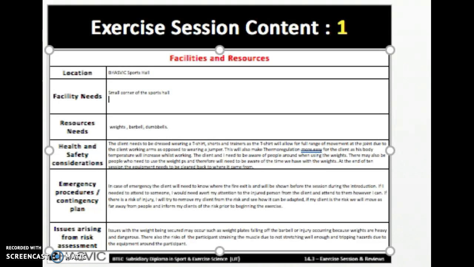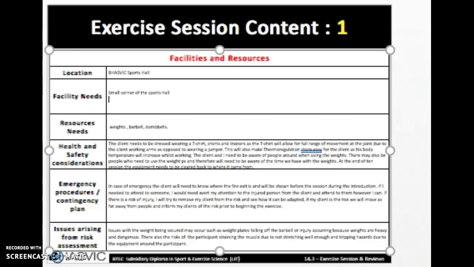Emergency procedures. In case of an emergency, the client will need to know where the fire exit is, and will be shown this before the session during the introduction. If I needed to attend to someone else other than the client, I'll need to avert my attention away from the client and attend to the injured person however I can.